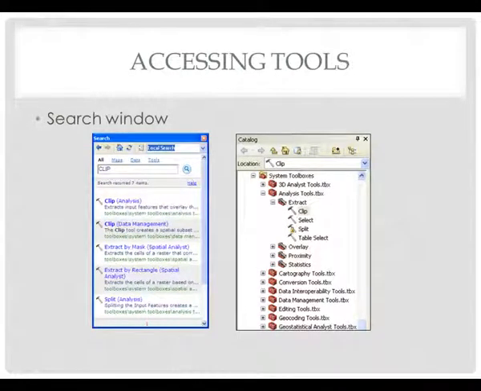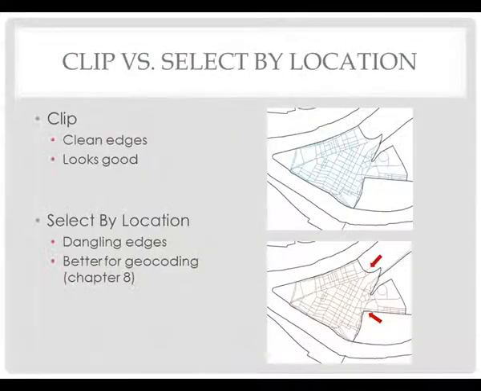You can use the search window, which is located in the upper right-hand corner of the ArcMap screen. In case you don't know where these tools are, you can search for them and it will tell you where they are in the Arc tool set. So for example, clip is under extract in the analysis tools.